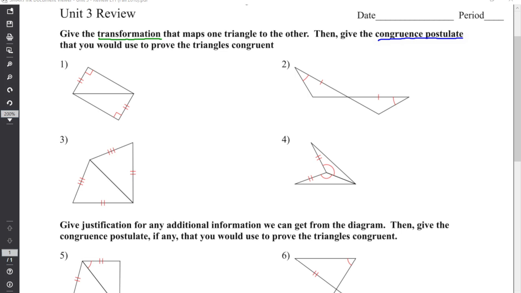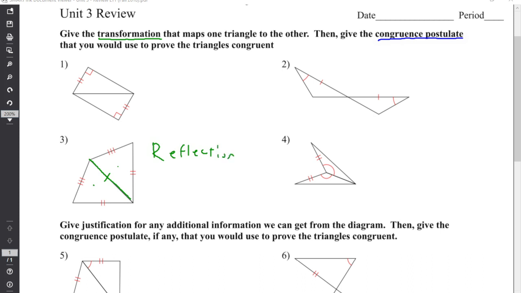You're looking for the transformation. You can see that we've got reflexive property marking this pair of sides, but again, the directions didn't ask us for that. So that's not what we're gonna be looking at. We're looking at the transformation, whether it's a translation, rotation, or reflection. And to get from here to here, that is gonna flip and be a reflection. So we're gonna put reflection.